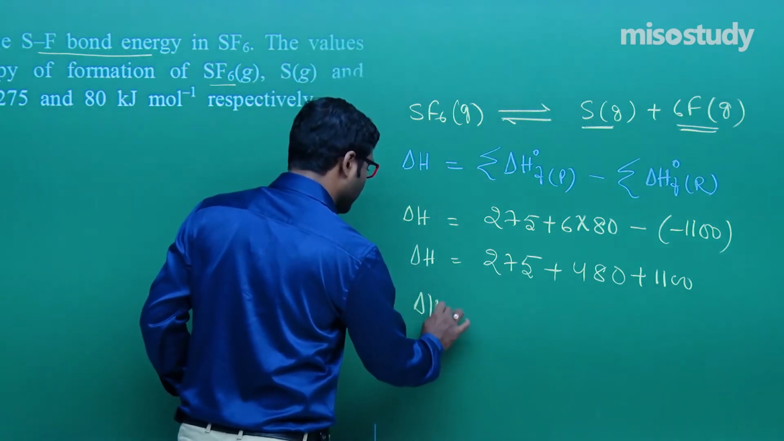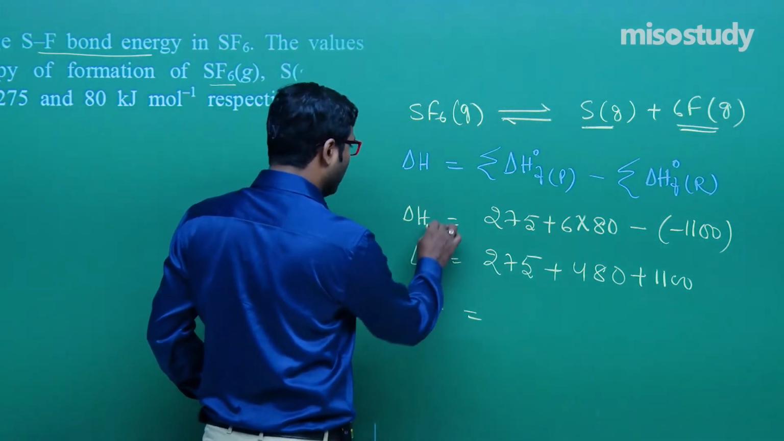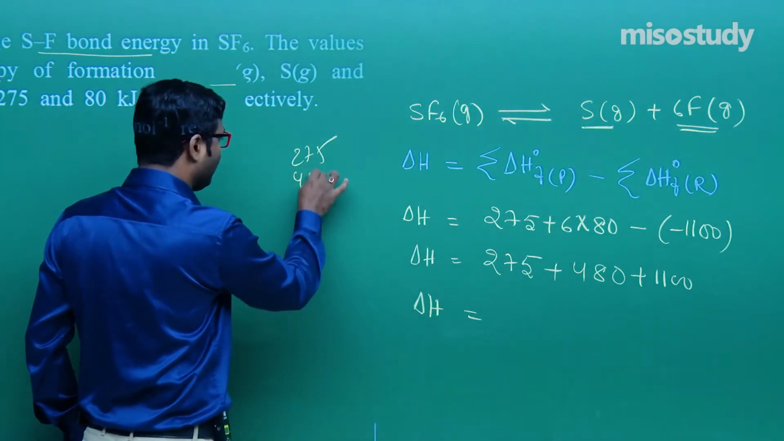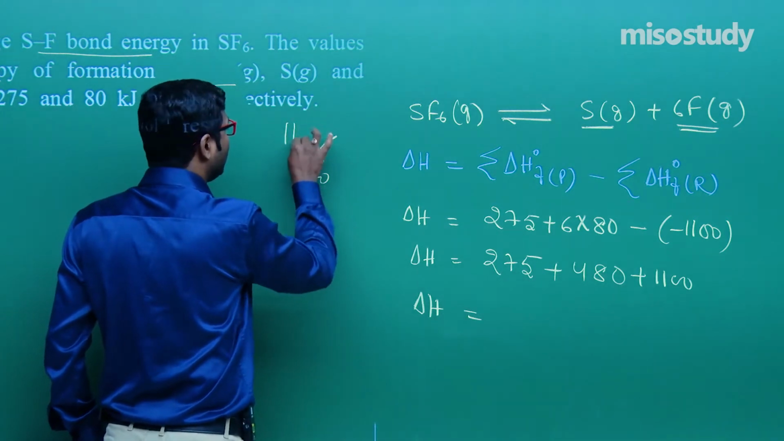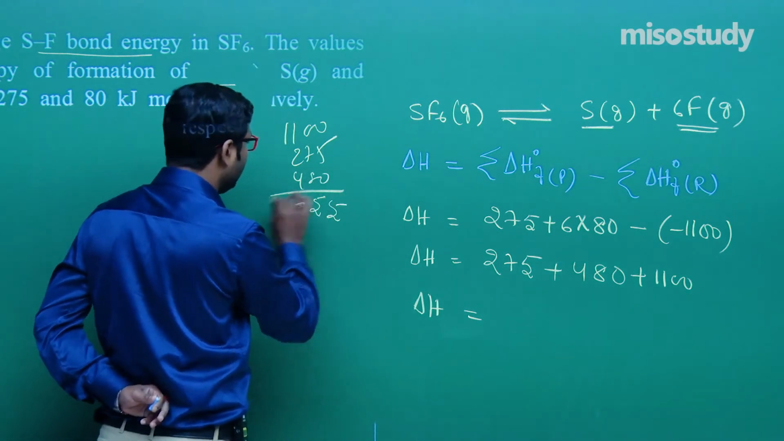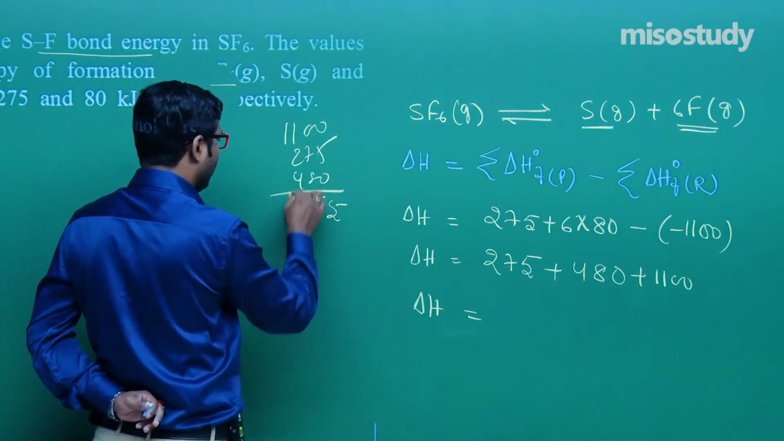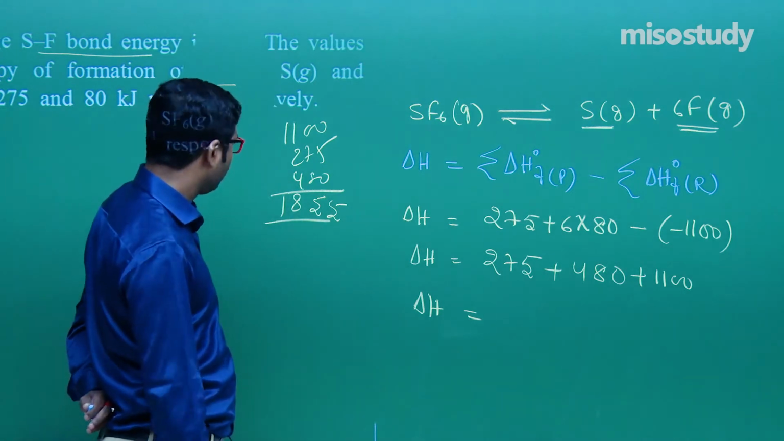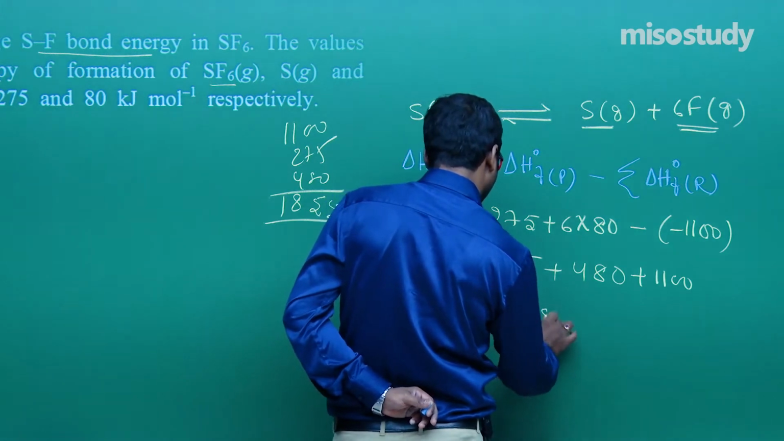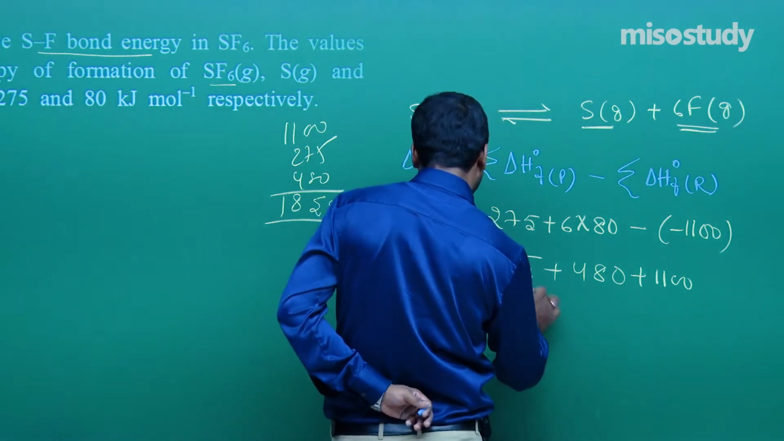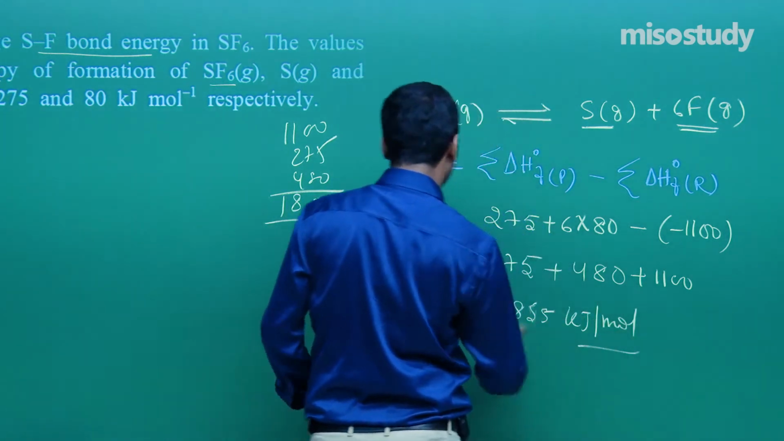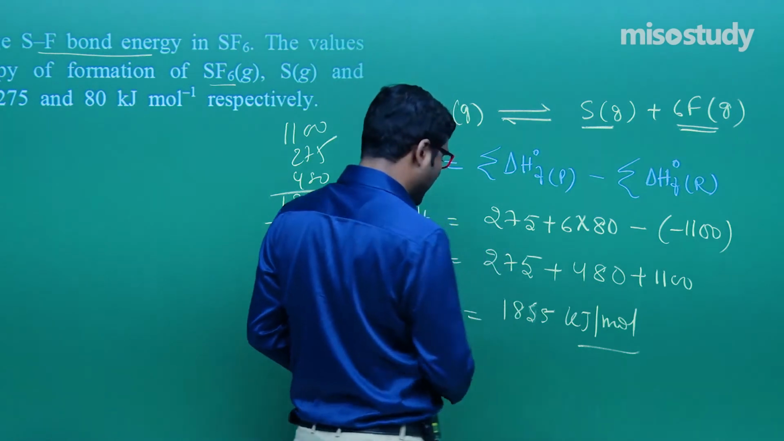Now calculate the overall value. The overall value will be equal to 275 plus 480 and 1100, that is 1855. I think the calculation is correct. This is in kilojoule per mole. Now the question: estimate the average S-F bond energy.